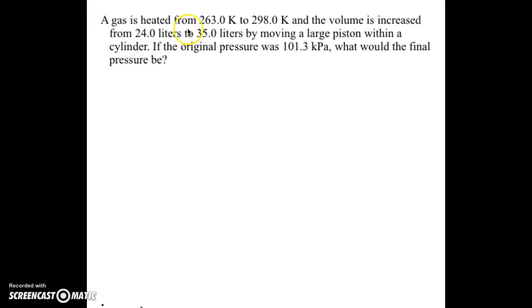The first one says a gas is heated from 263 Kelvin to 298 Kelvin, and the volume is increased from 24 liters to 35 liters by moving a large piston within a cylinder. If the original pressure was 101.3 kPa, what would the final pressure be? If we highlight the important stuff in the problem, you have your starting temperature right there, so that'll be T1. It changes to that, so that's going to be T2. And these are already in Kelvin, so we're not going to have to make a conversion there.